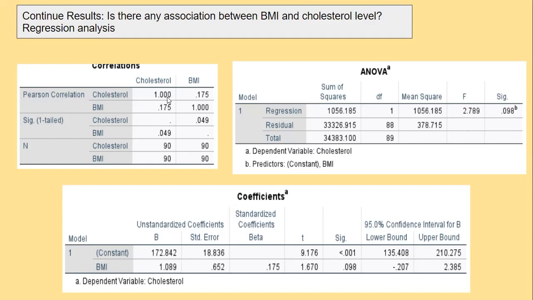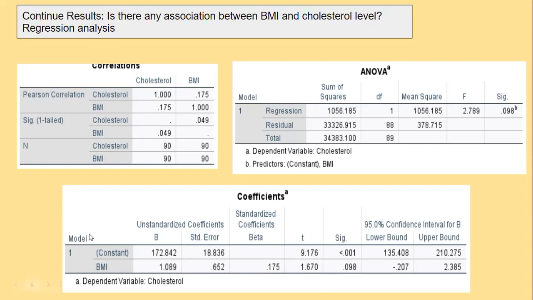And here, if we look into the correlation, SPSS ran another correlation, which is the Pearson correlation. And the results here, if we see, for cholesterol is 0.17, and here it's 0.049, which is a very weak association or correlation between the BMI and the cholesterol level.